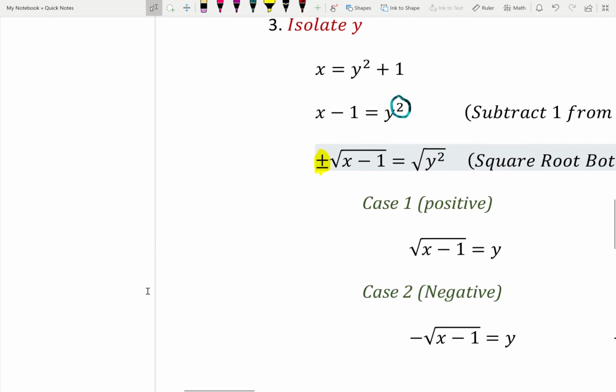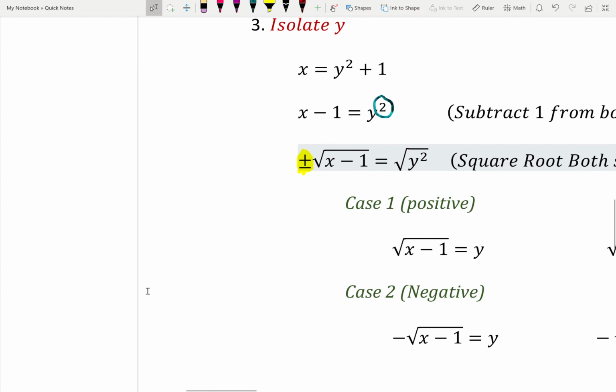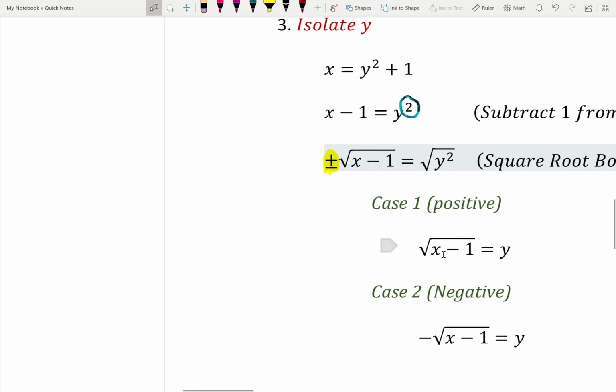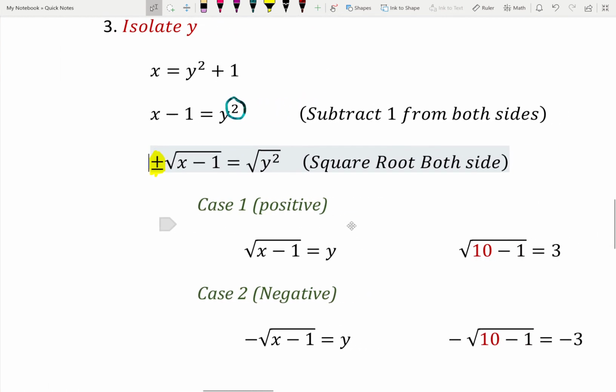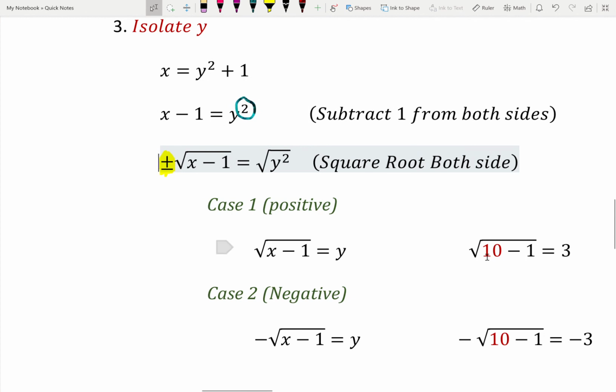So this is cause for concern here. Why? Because this is saying for my function, if I plug in some number for x, I have to consider both of these cases. So for instance, if I put 10 into my function, I get two cases. If I put 10 in for x, I get 10 minus 1 under the square root, which is 9, the square root of 9, which equals 3.